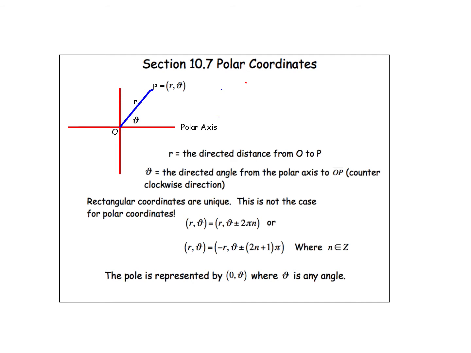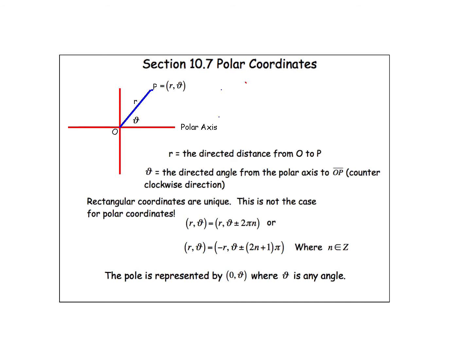You can also negate your radius and then add an odd pi and get back to where you started with, or subtract an odd pi and get back to where you started with. Okay, so they're not unique. When I think about R, I think a little bit of direction, but it's not what we do with our x. When we get our x coordinate, if it's positive, we move to the right on the number line. If it's negative, we move to the left on the number line. It's a little different than that.